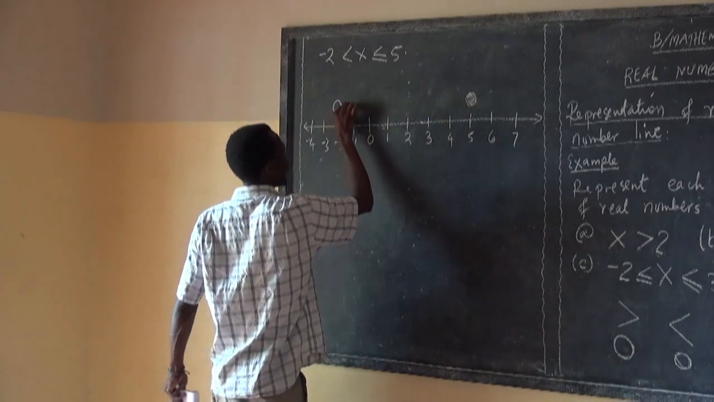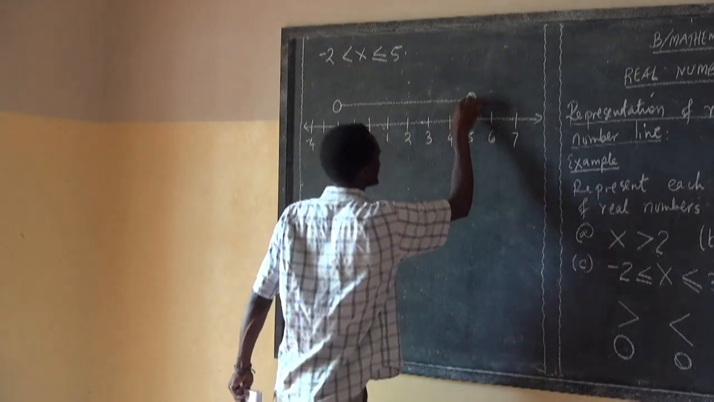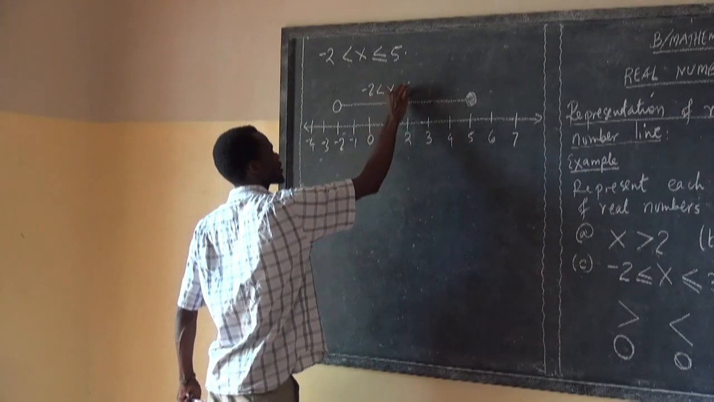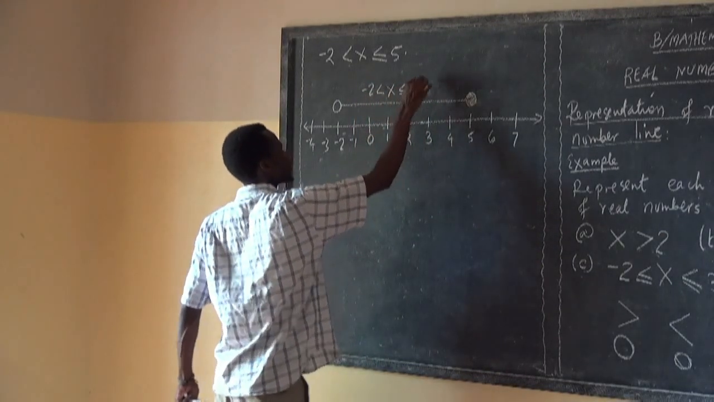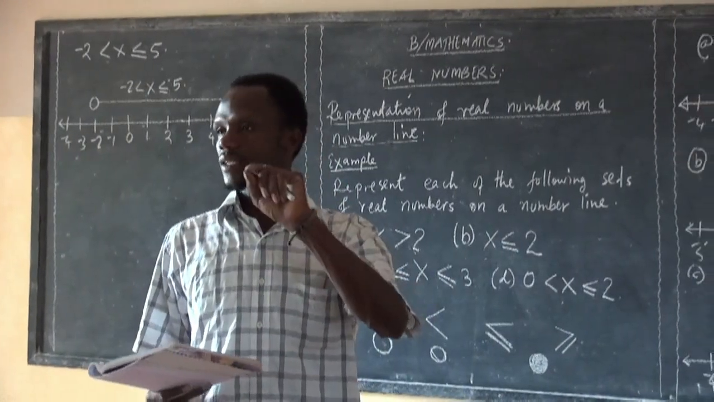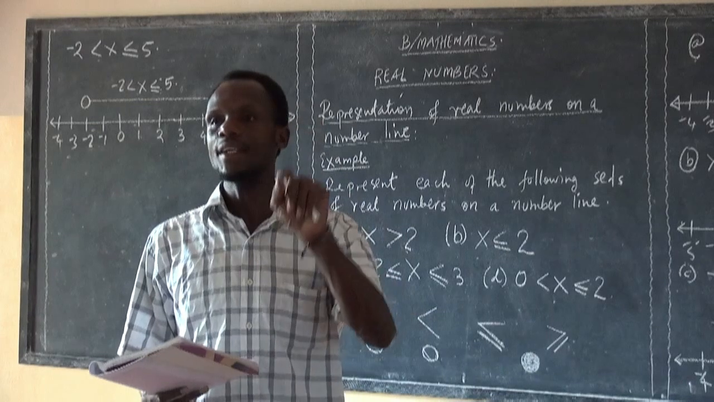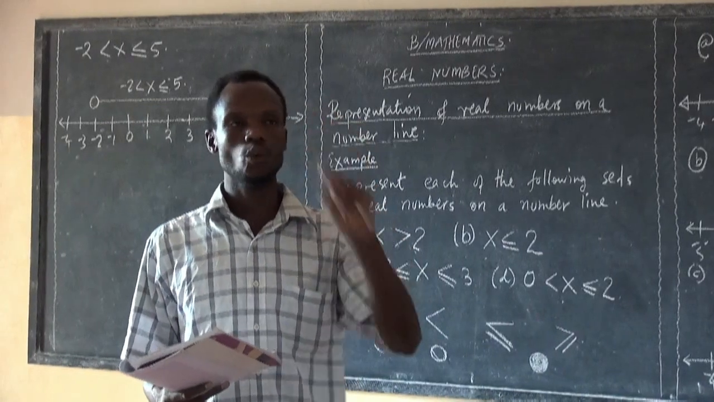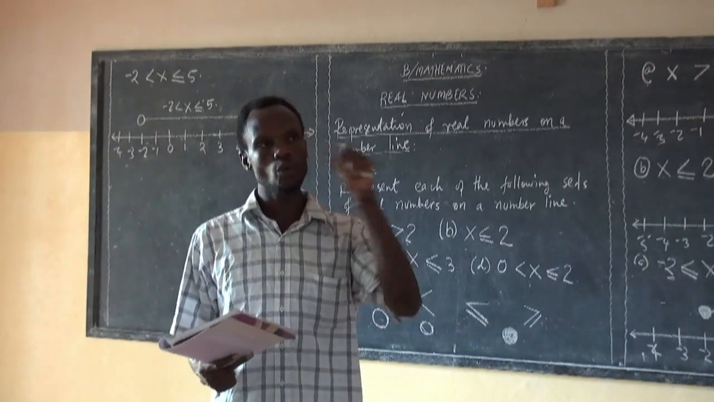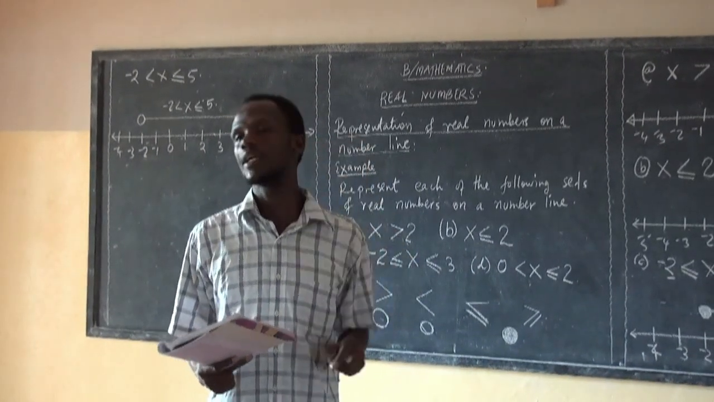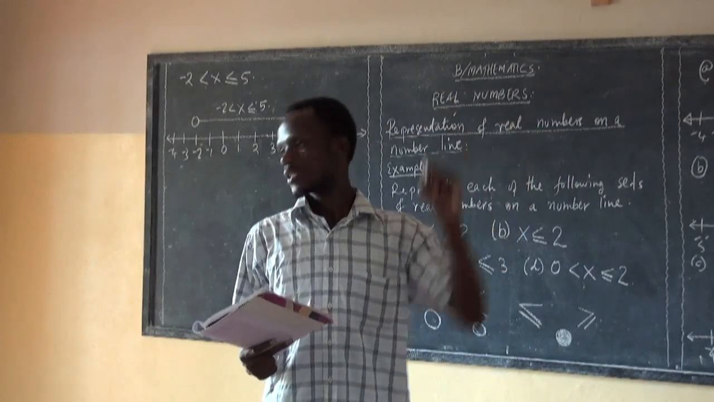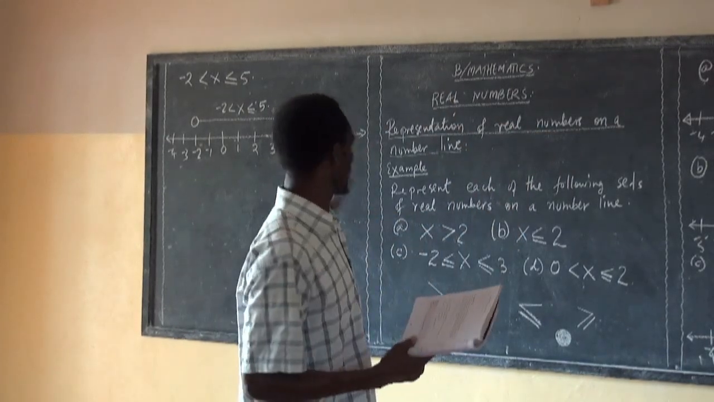Then we draw our number line. Now this is -2 is less than x, and x is less than or equal to 5. This is what we have. You have to understand which one is not included and which one is included. And how do we show this is included and this is not included? If this is included, we show it with the shaded circle. And that is what I've done there.